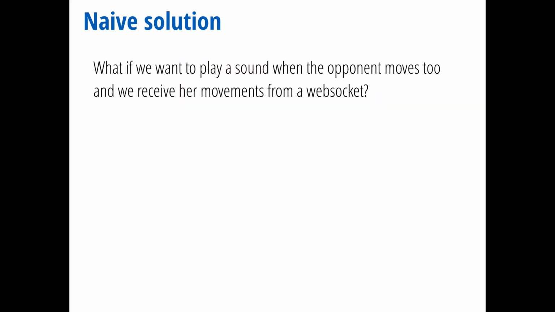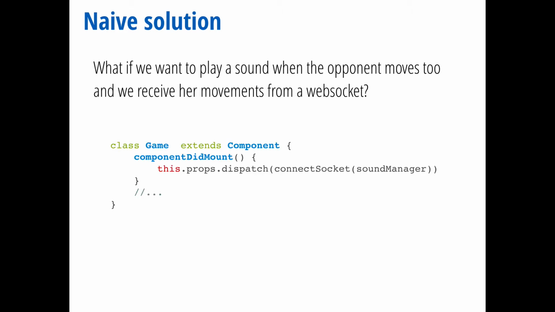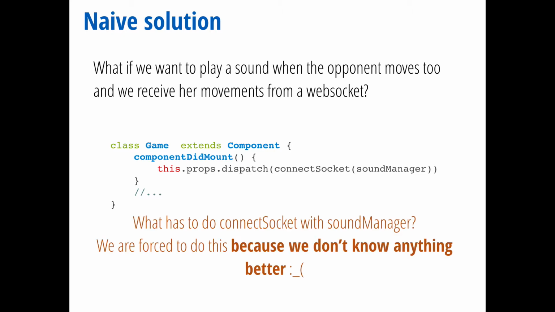And then they say, okay, what if we want to play a sound when the other opponent also moves? And this comes from an event in a WebSocket connection. Then we try to apply the same solution, and at the end, when the component mounts, we connect the socket and we pass the sound manager here, which is like, why? What does connect socket have to do with the sound manager? When you have six dependencies like this, like connect socket, sound manager, some other stuff, what's going on here? It's totally crazy. It's just because we don't know anything better.